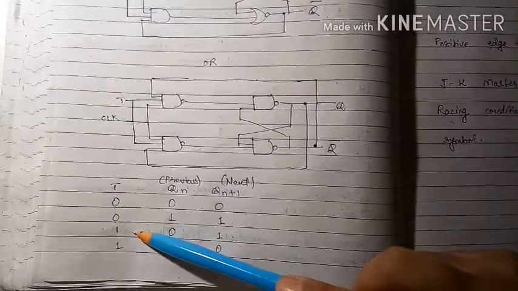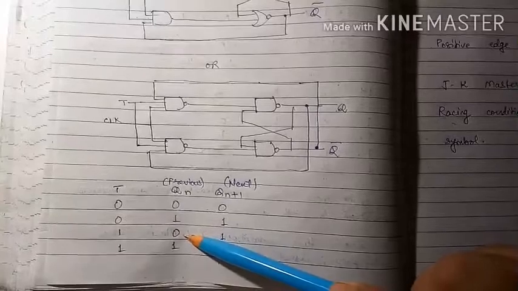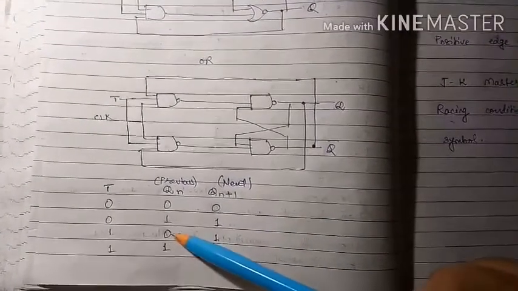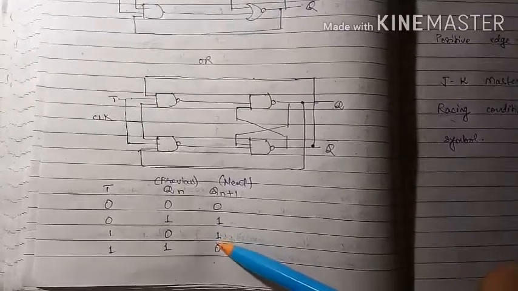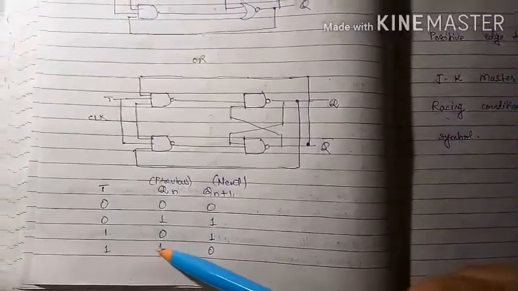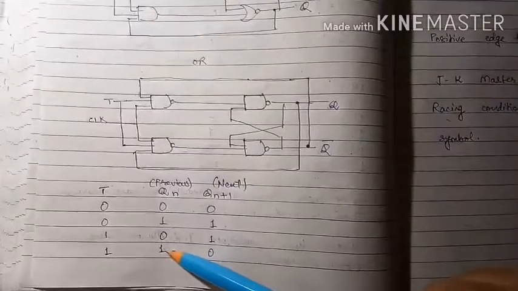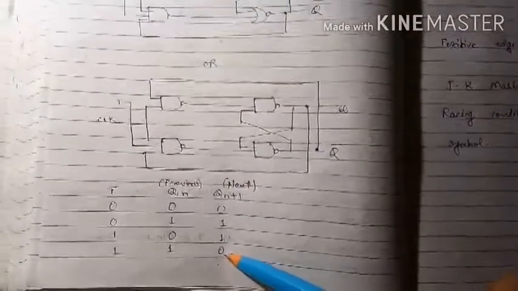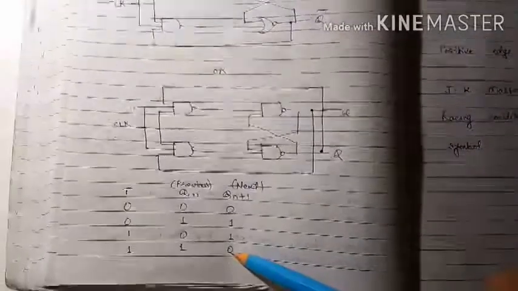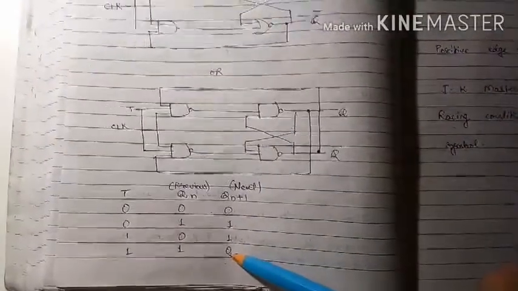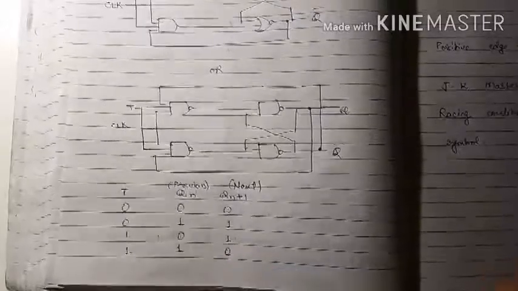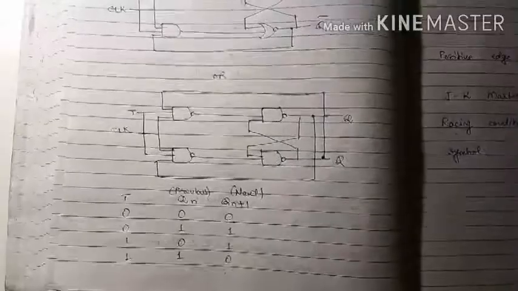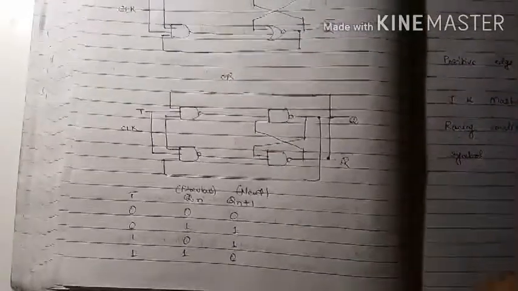When T is 1, if the previous state was 0, the next state will become 1, means toggling from 0 to 1 will occur. When the toggle input is 1 and the previous state is 1, then toggling from 1 to 0 will occur, so the next state will be 0. This is known as the working of the toggle flip-flop. This toggle condition can also be avoided in the JK flip-flop. We will see later on JK flip-flop.